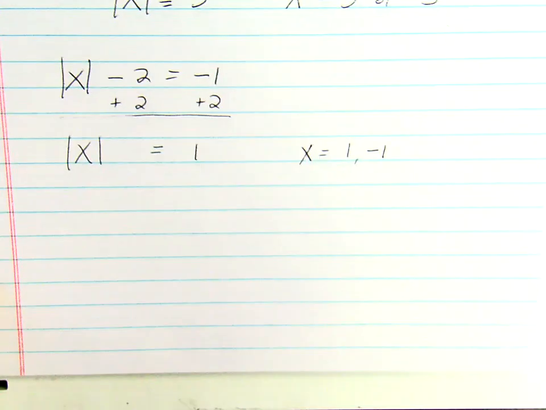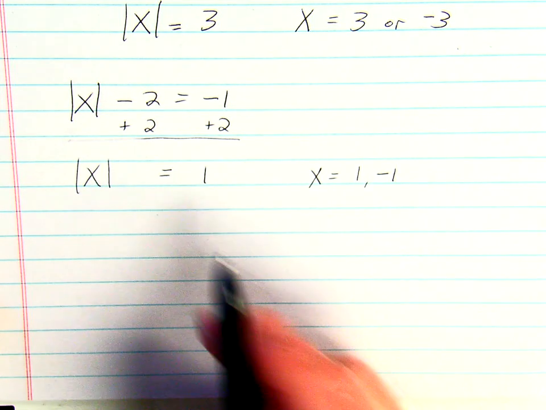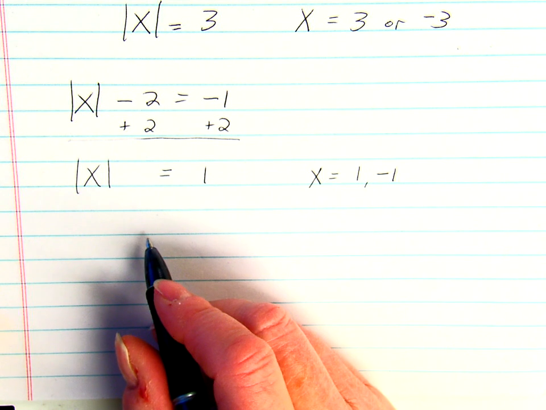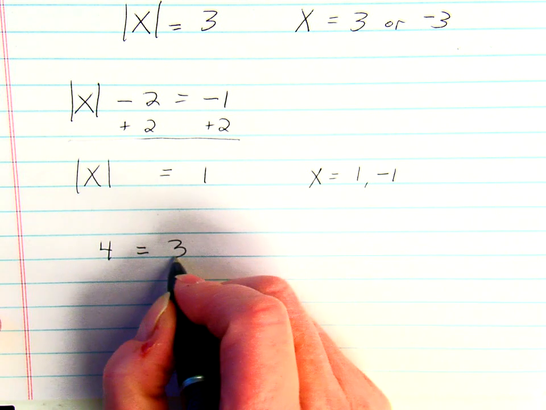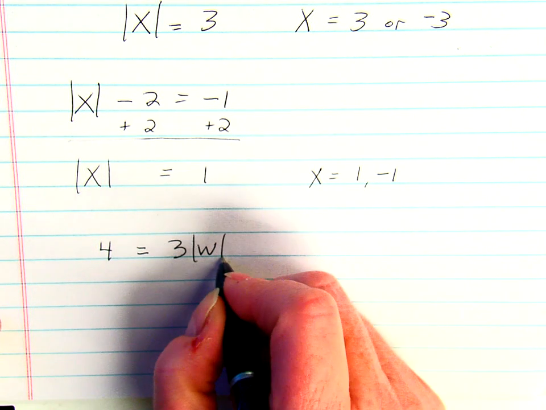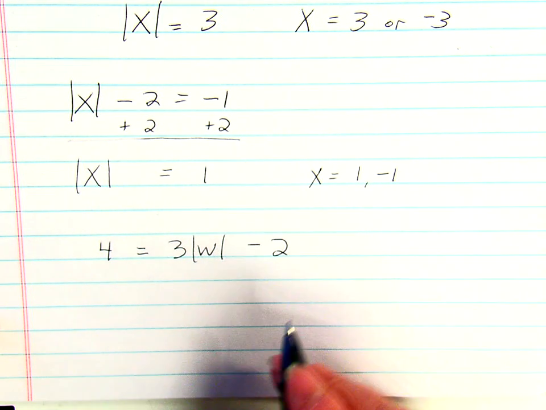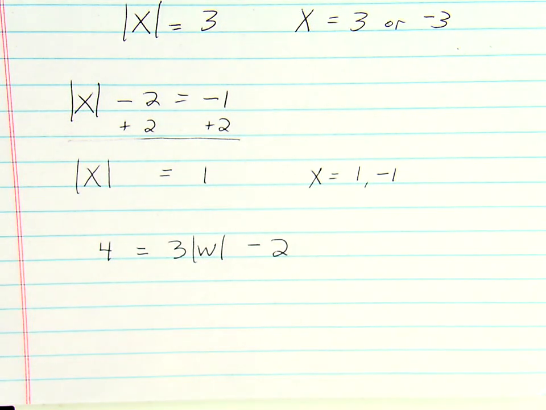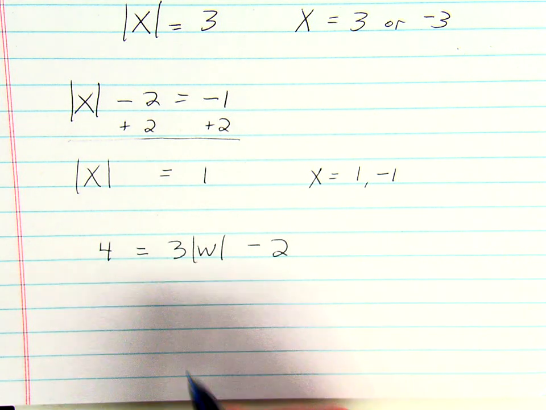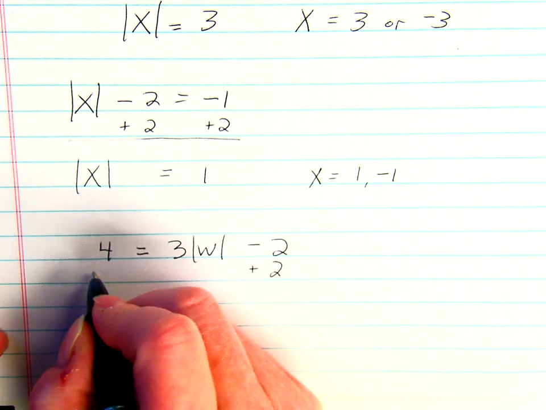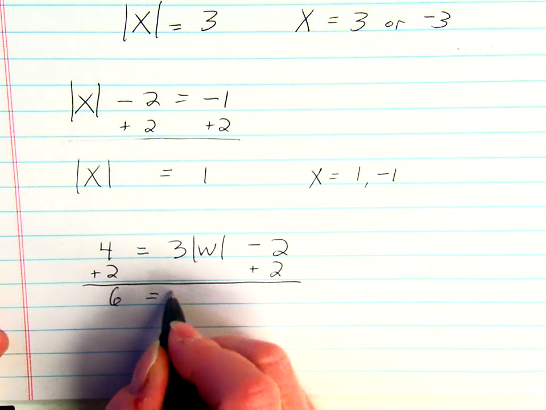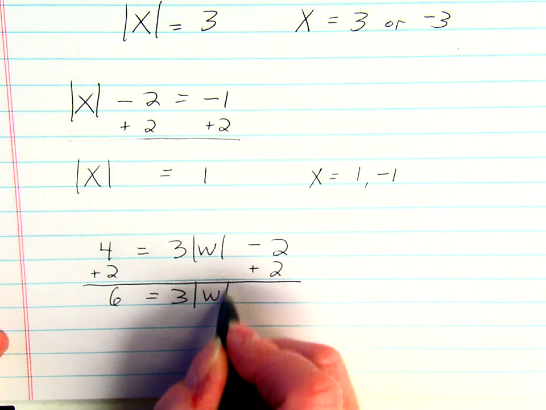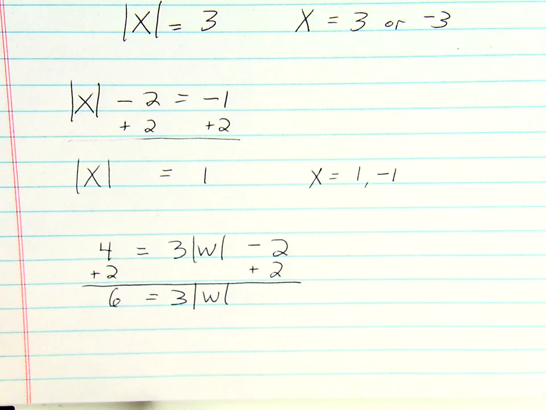Let's look at another one. I realize these are simple. We won't spend a lot of time on them. But let's go more to a two-step problem where we have 4 equals 3 absolute value of w minus 2. Now, just like with all of our other two-step, we're going to undo our addition or subtraction first. So we are going to add 2 to both sides.